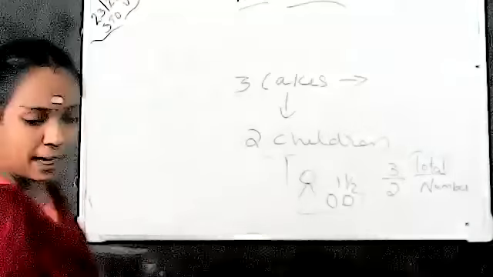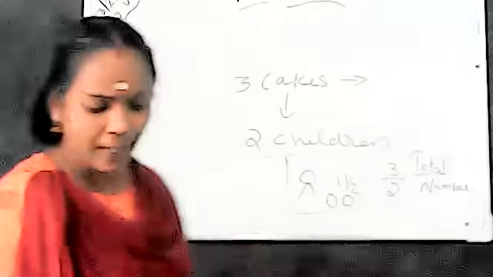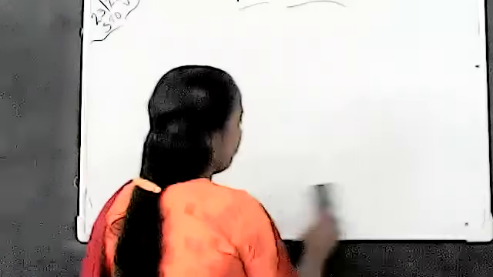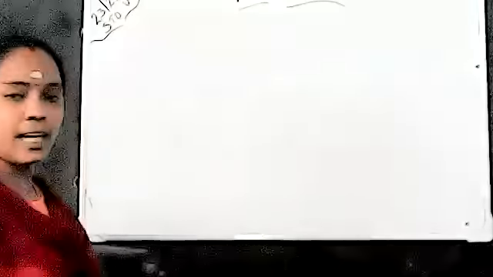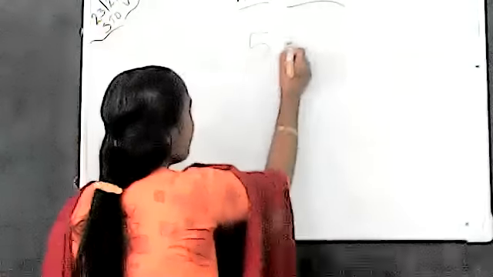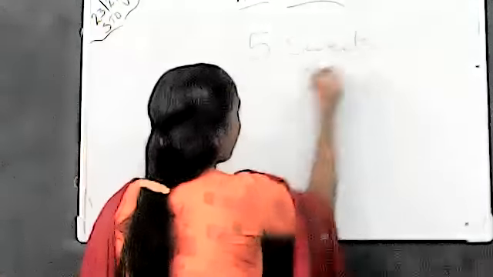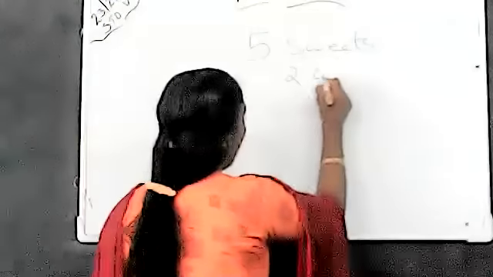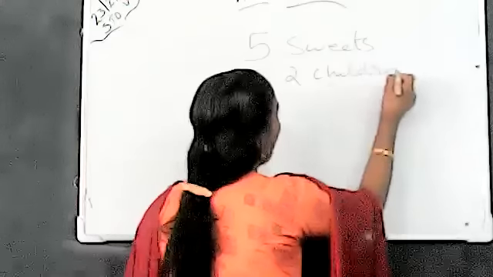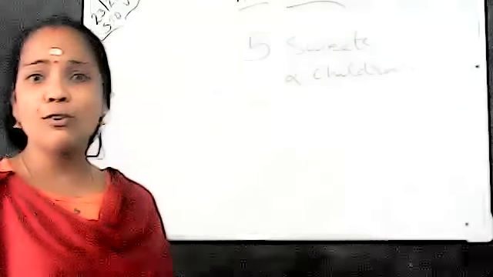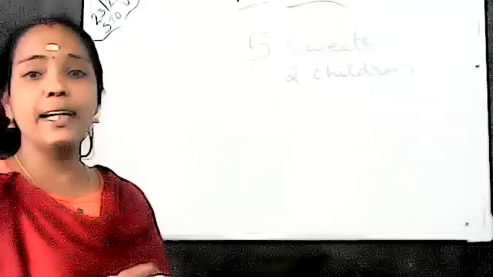There are 5 cakes equally divided among children. 5 cakes. Which one do you want, cakes or sweets? Always cake? You feel bored? Okay. 5 sweets. I have 5 sweets. That is divided between 2 children. How many sweets do I have? 5 sweets. How can we divide among 2 children?